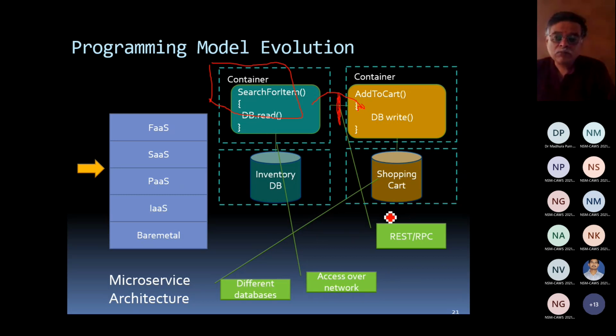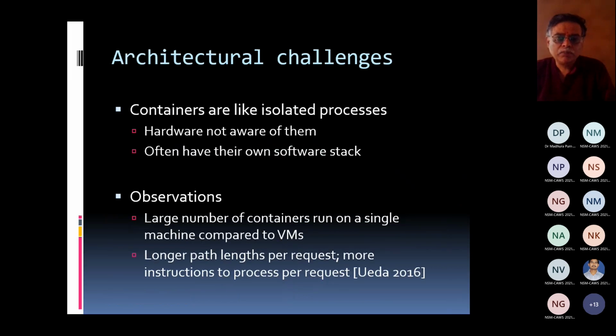Right. So the challenge now: lots of access over the network. Different kinds of databases suddenly are going to be available for you to run and use simultaneously. And you're going to do all of this REST and RPC, which requires transferring from this format to the network format and back. So what architectural challenges do we have? Containers are like isolated processes, but hardware is not aware of them. And often every container has its own software stack. We are starting to see far more variety in the software stack with containers.